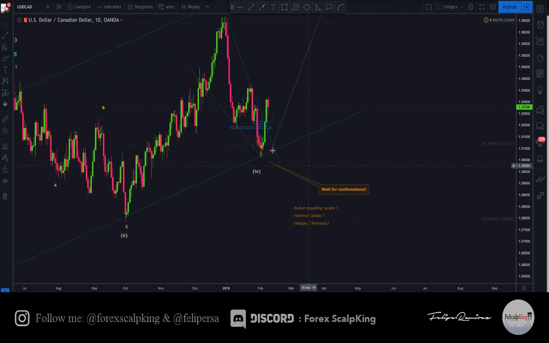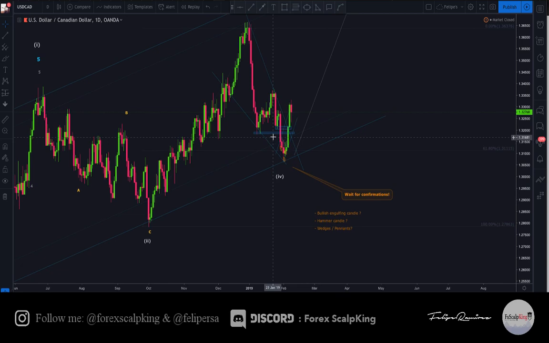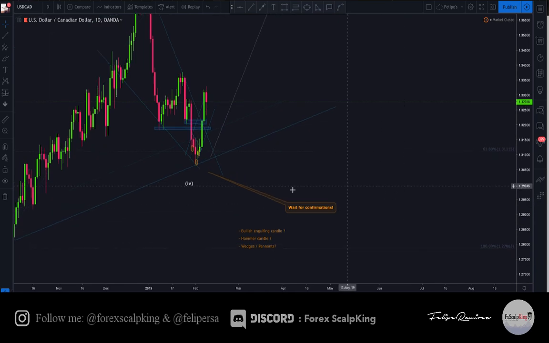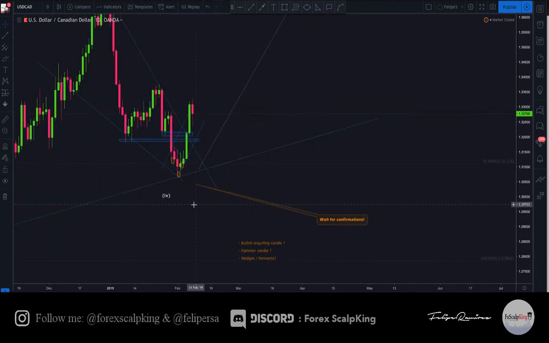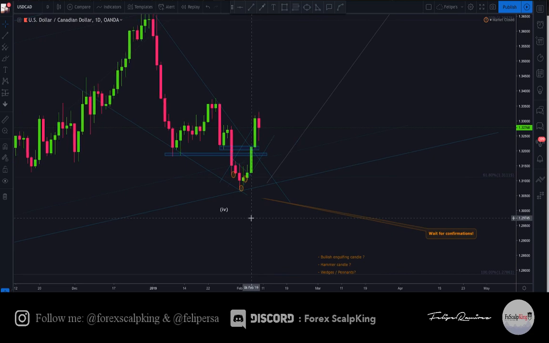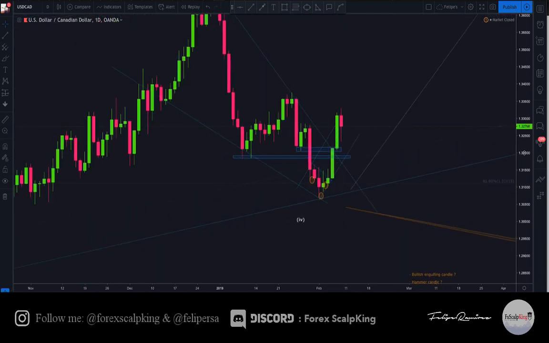When I made this analysis, the market was about here. I put: wait for confirmations, bullish engulfing candle or hammer candle maybe. And look what happened. This is awesome. So I'm going to zoom in here for a little bit and check this out.